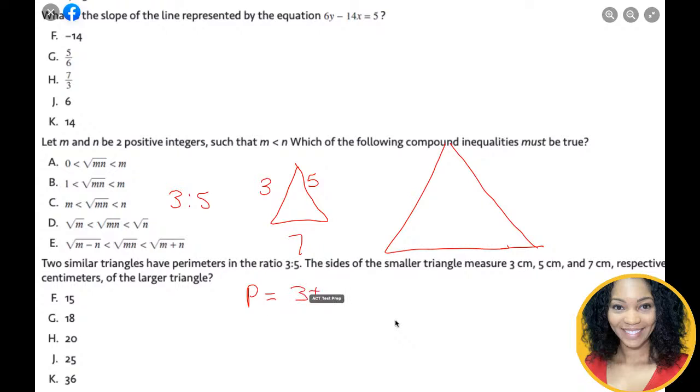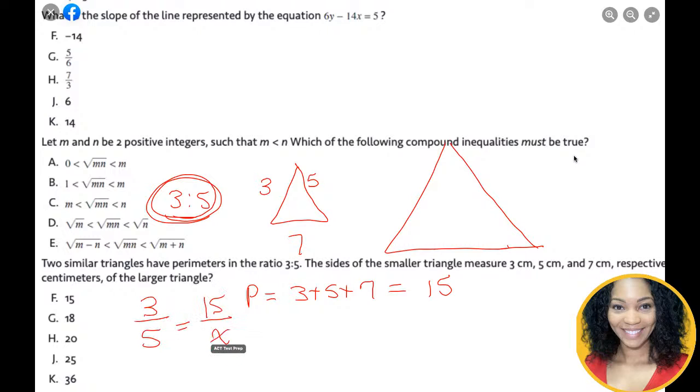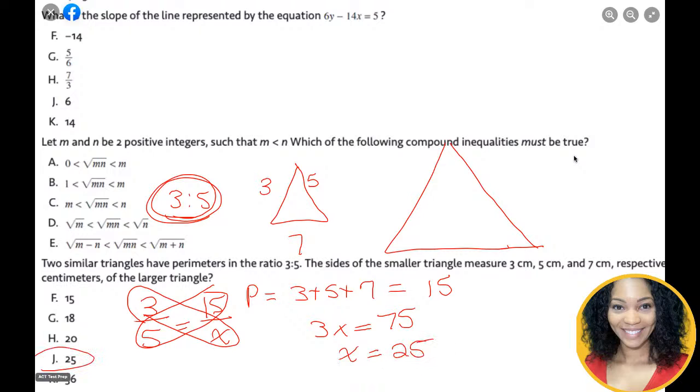That would be 3 plus 5 plus 7, which comes out to be 15. So the perimeter of the smaller triangle is 15. We will use the ratio here and set up a proportion. So 3 to 5, 15, and unknown. And then we will do our proportion. 3x is equal to 75. Divide both sides by 3, and then that's going to be 25 as the perimeter for the larger triangle. Okay.